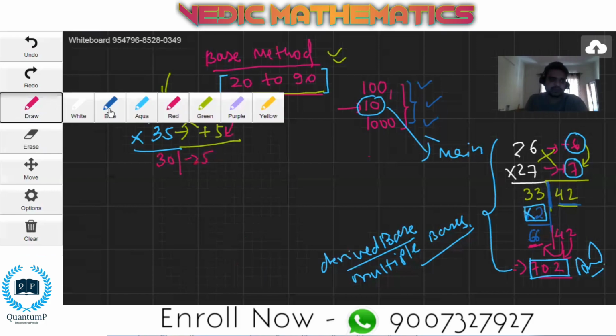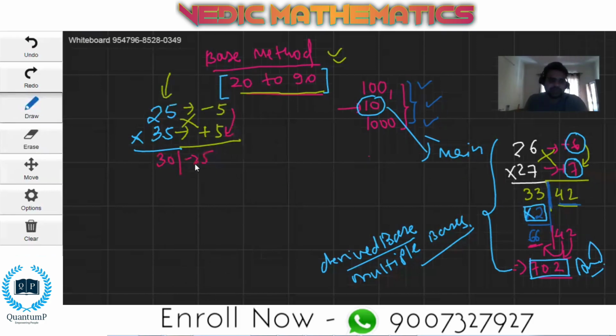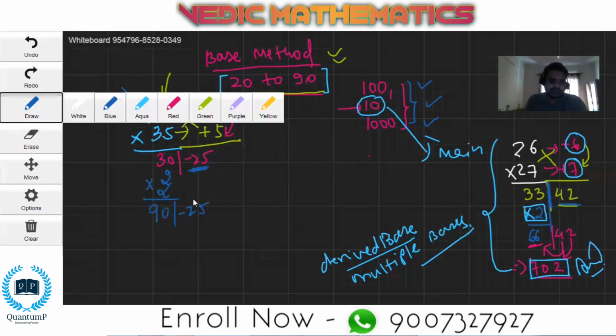Then, as it is negative, obviously first of all this will be multiplied with 3 because it's a 30 base we are doing. Then we are adding 90 here, and we're writing minus 25. As you see, it's a negative number, right?